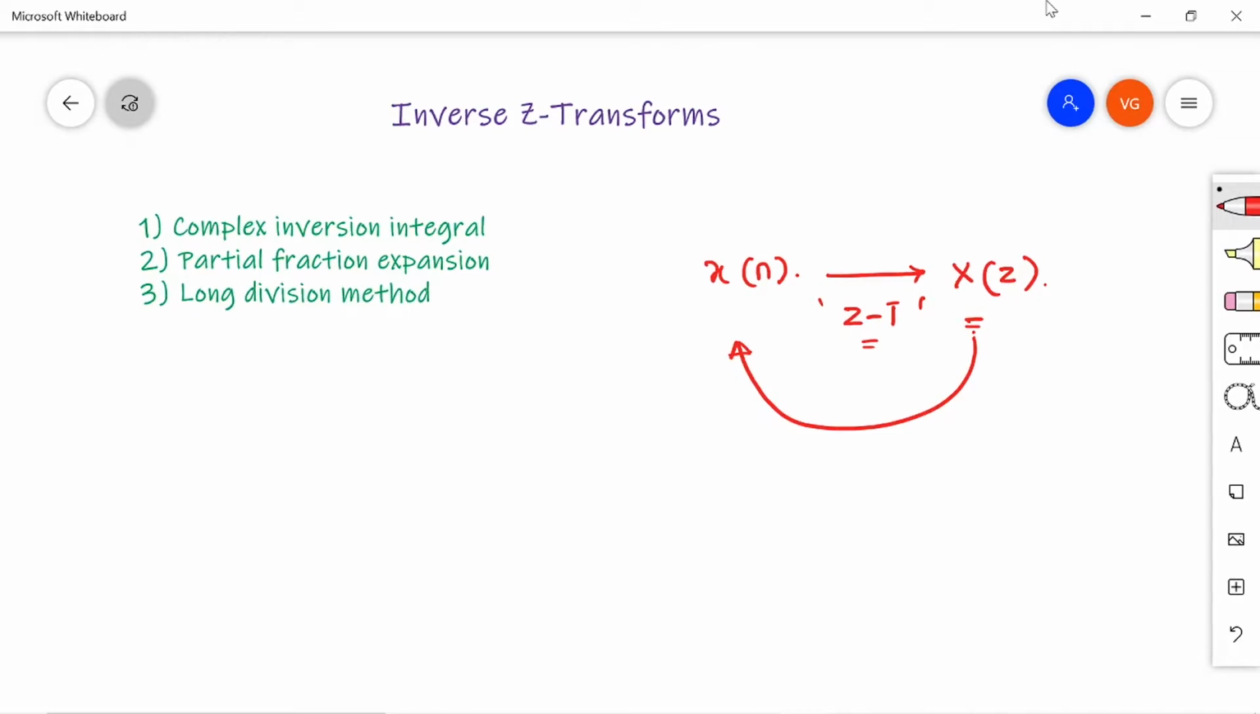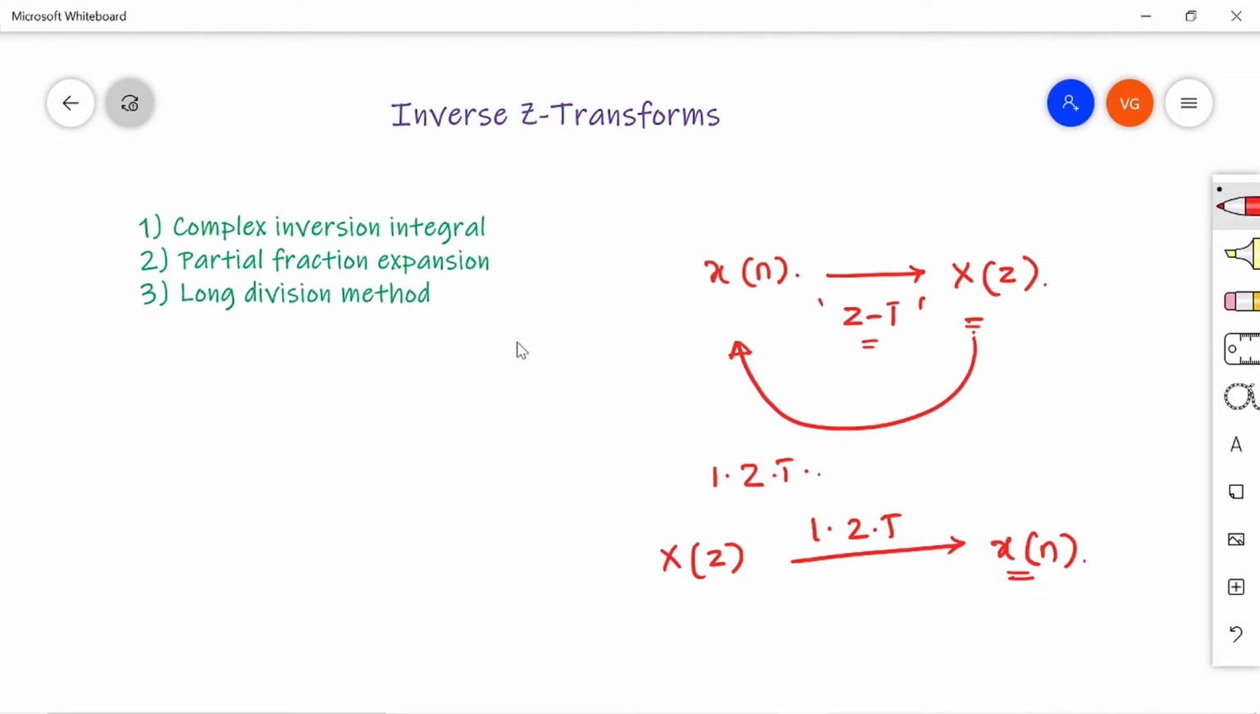So the recovery of a time domain signal x of n from its Z transformed signal x of z, we use inverse Z transform, right? So once you know x of z, then apply inverse Z transform to find out your time domain signal x of n. There are three methods to find out inverse Z transform of any given signal. The first one is complex inversion integral. Next is partial fraction expansion. And the last one is long division method.